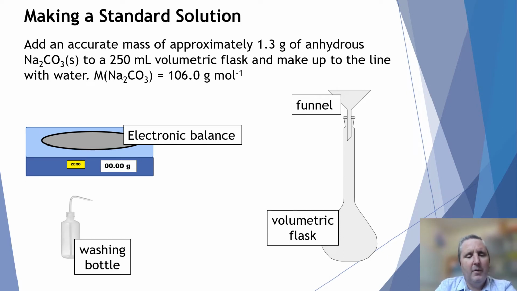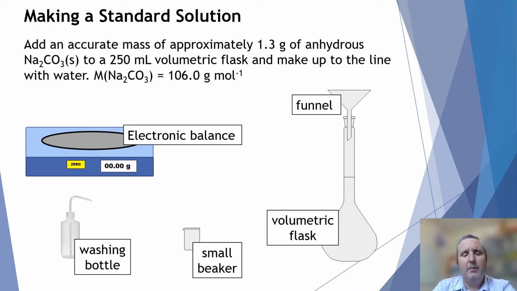As well as that, we're going to need a washing bottle. So now we've got our glassware and our balance. We're also going to need one other thing, a small beaker. The small beaker is what we're going to put our standard into to measure it out. So you need to have those 5 pieces of equipment, and you can carry out making your standard solution.